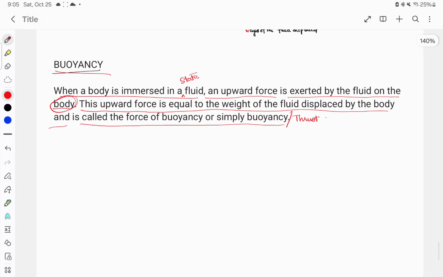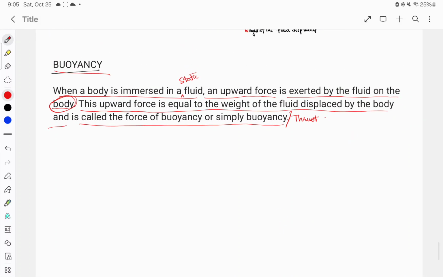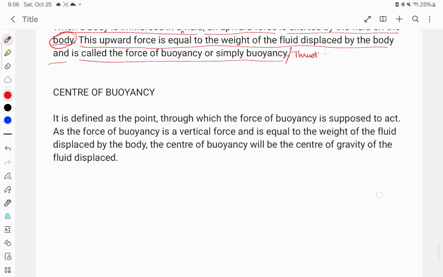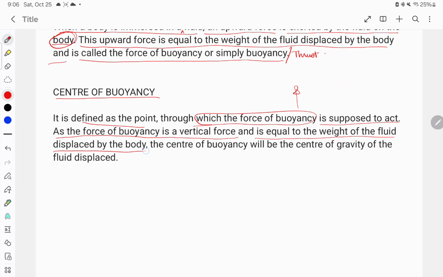Now, every time we study a force, we should study where the force is acting. That brings us to the center of buoyancy. By definition, the center of buoyancy is a point through which the force of buoyancy, the upward force of buoyancy, is supposed to act. As the force of buoyancy is a vertical force and equal to the weight of the fluid displaced by the body, the center of buoyancy is the center of gravity of the fluid displaced.